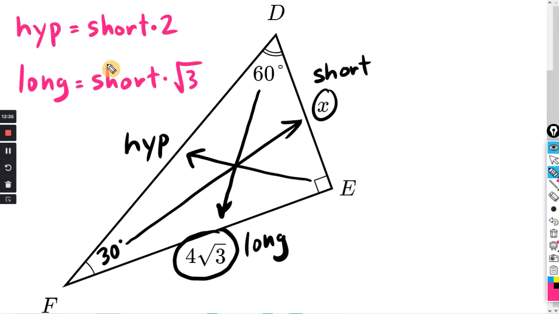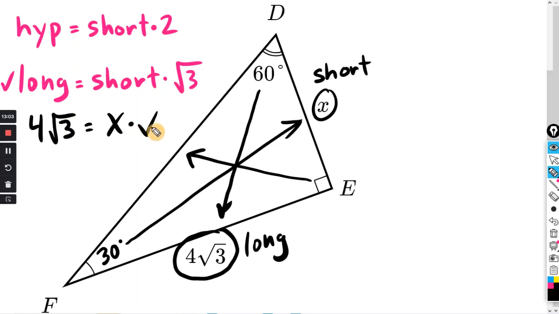Again, we have two formulas for 30, 60, 90. We want to choose the correct one. Notice we have the long side length here, so we need to use this formula. Okay, so the long side is 4 radical 3. The short side is x, and x is times radical 3.